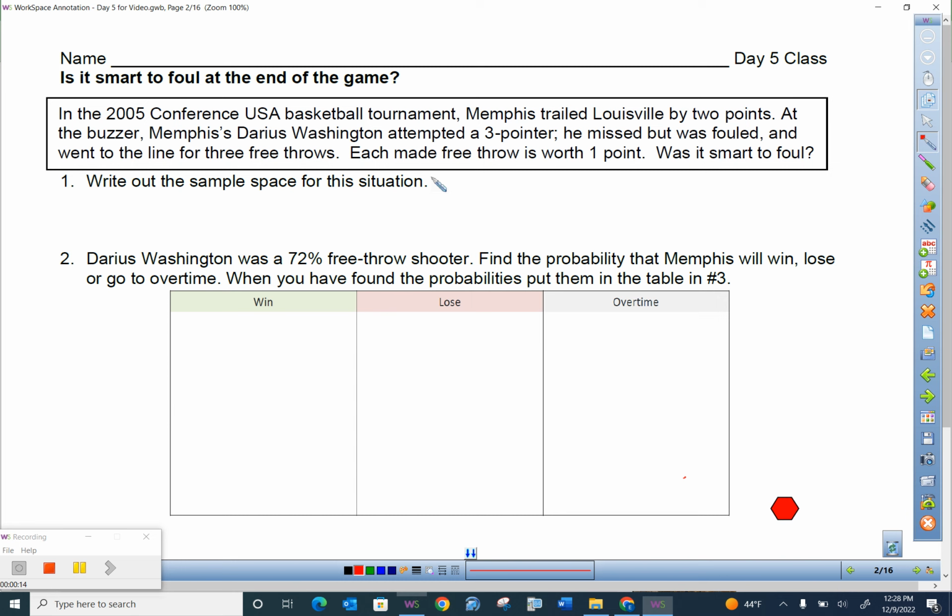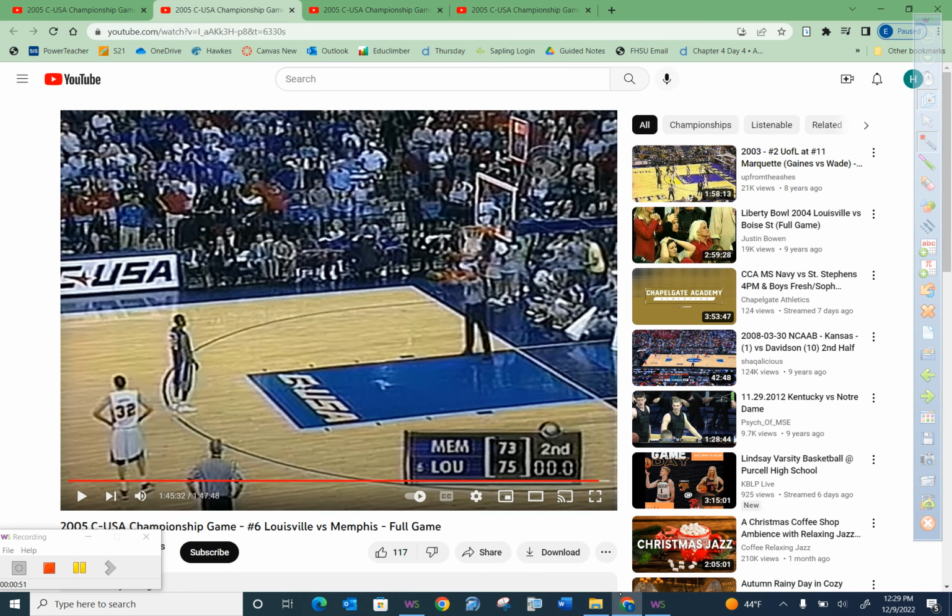Okay, so we've got a conference tournament, and this is the championship game. There was a foul. I'm going to actually show you that real quick. Keep in mind, because I'm doing this over the video, you won't have sound. It's not super necessary. And because this video was from 2005, it is not the best quality. Okay, but here is that situation happening.